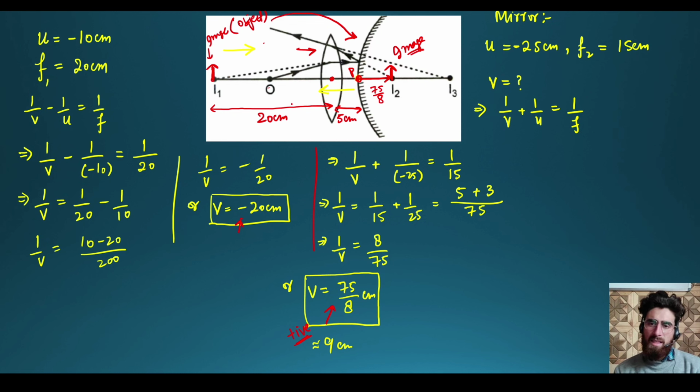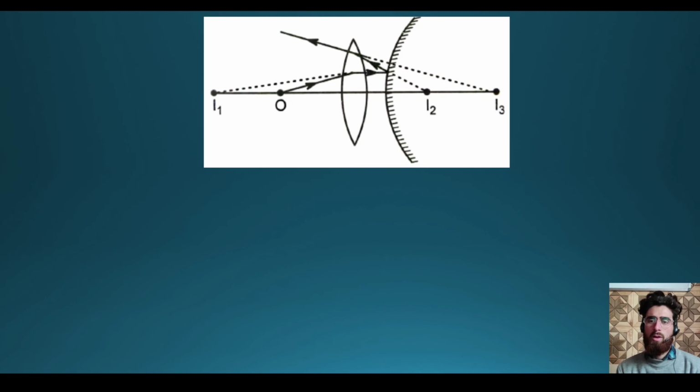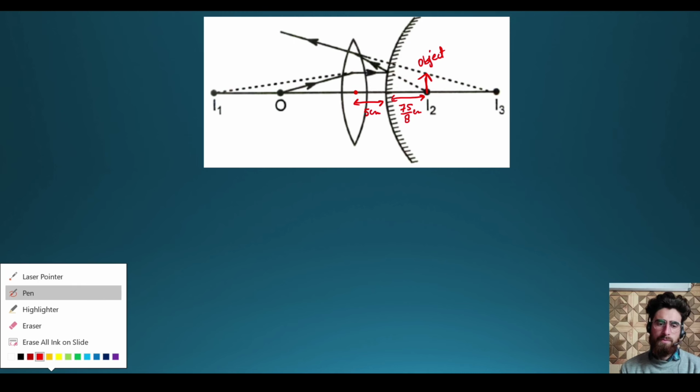Now this image is going to act as an object for the lens again, and now we have to see where this lens is going to refract it. This image in the second case will now act as an object for the biconvex lens. It is 75 upon 8 centimeters from the mirror, and the mirror is placed at a distance of 5 centimeters from the biconvex lens. Now there will be a different image distance.